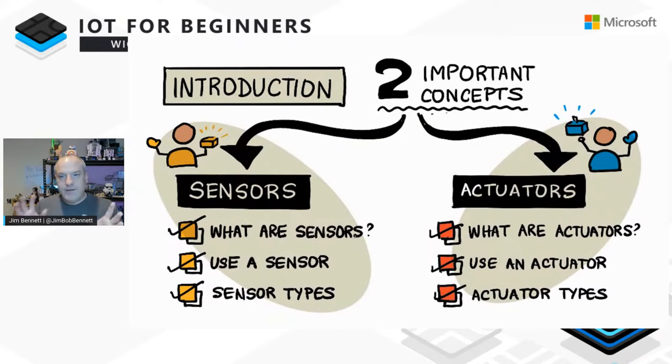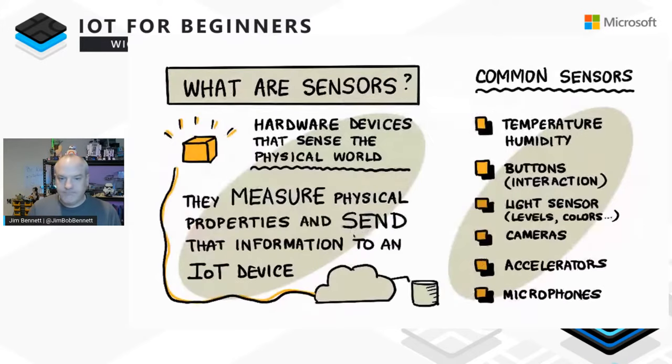So we're going to cover two areas, sensors, I say, actuators. We're going to look at what are sensors. We're going to use a sensor. And then we're going to dive into some sensor types and learn a bit more about how they work. And then same with the actuators. Going to quickly look at what they are, actually start using one, and then we'll look at the different types and how they all work together.